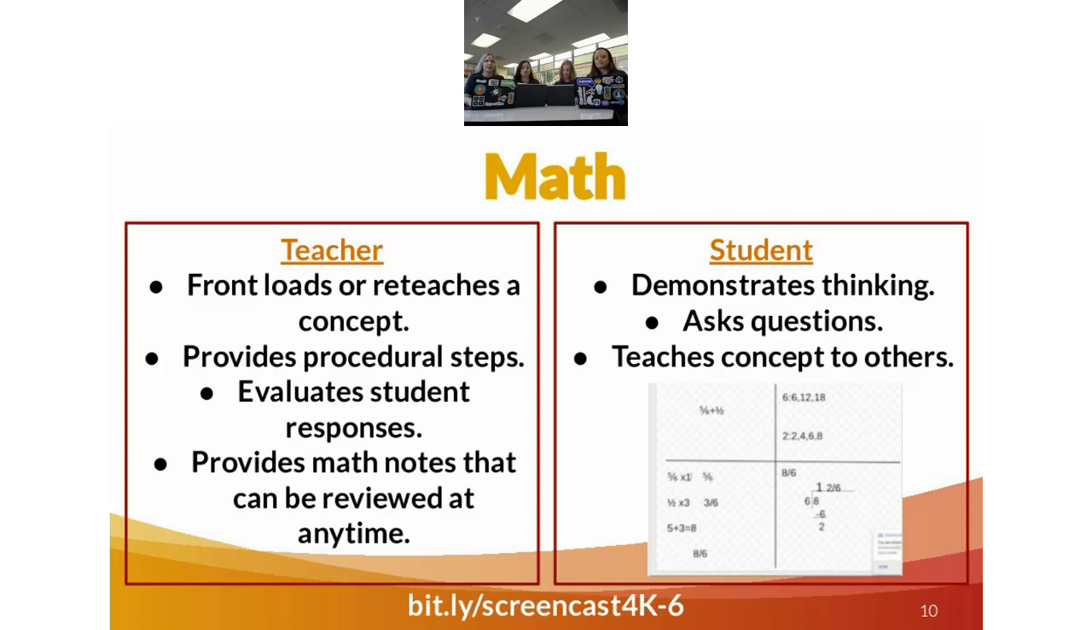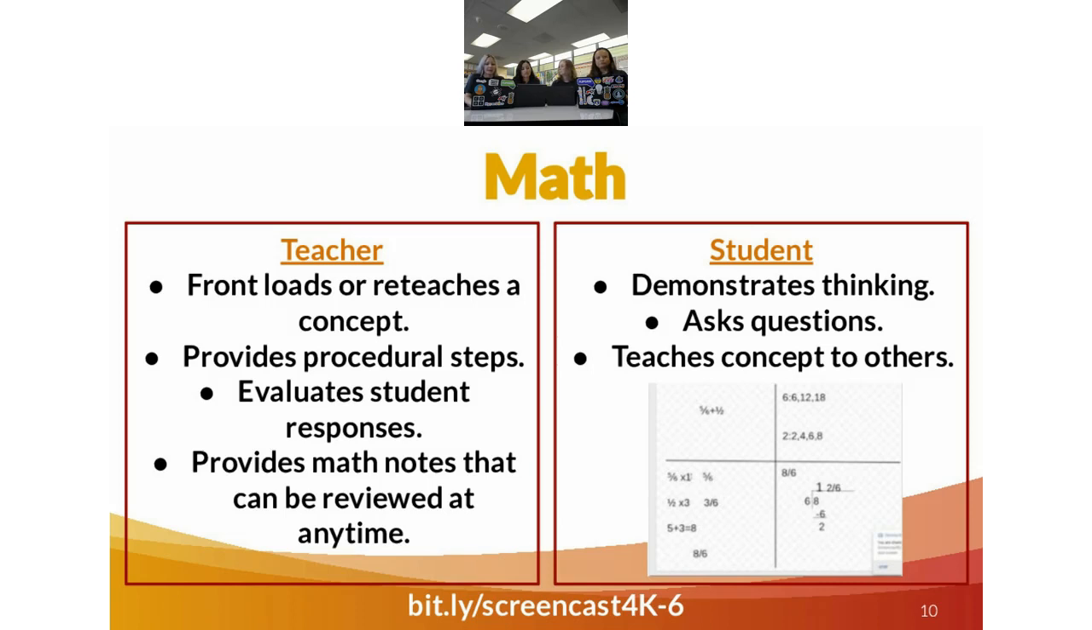All right, for math, Screencastify is great for math. Talk about front loading, and especially for those of you who do flipped classrooms, you can teach the concept in advance. Also, you can use it as a reteaching tool. You can provide steps. So like when we're teaching how to add a fraction, there's specific steps you need to follow, and making a video that goes over those steps. The kids can watch it over and over again. They can watch it at home when they're having trouble with their homework.